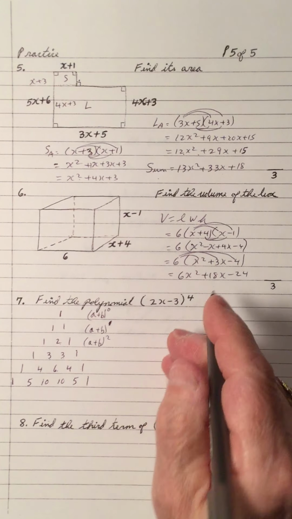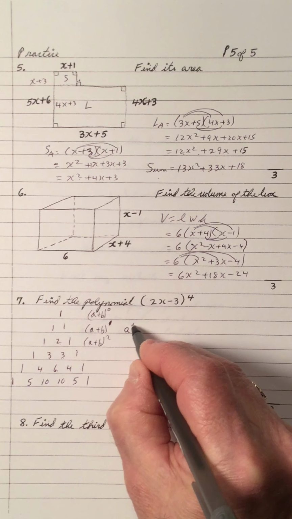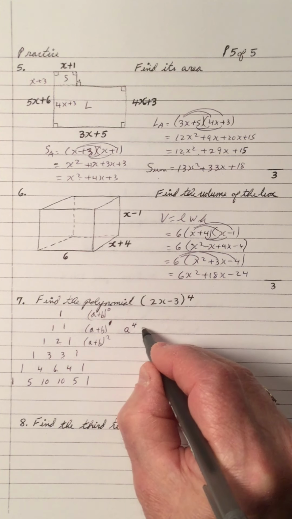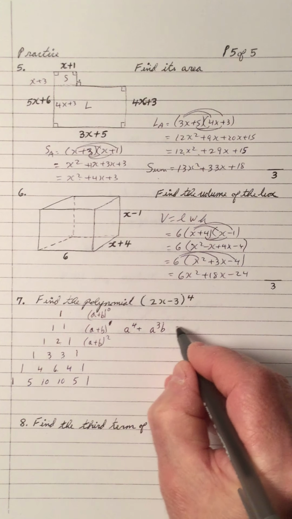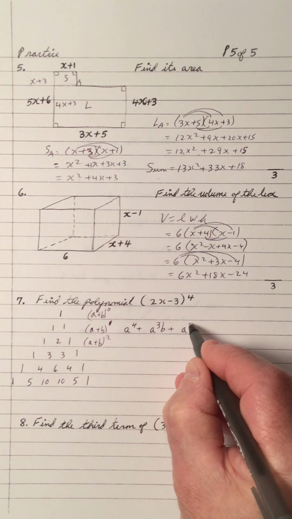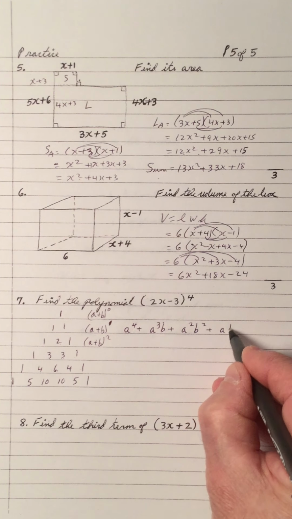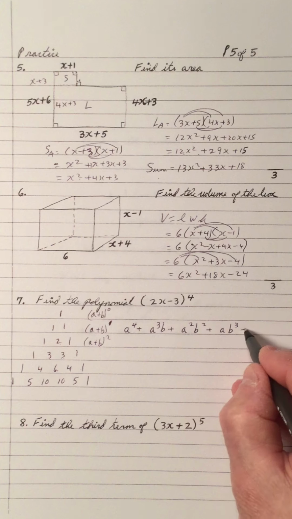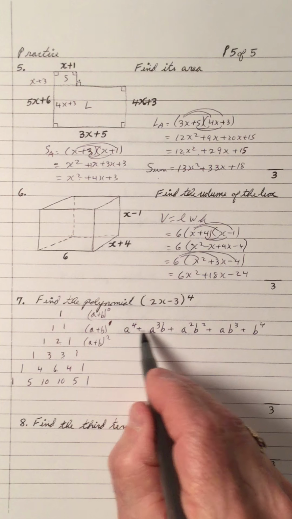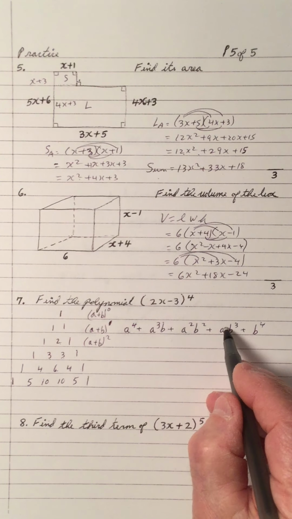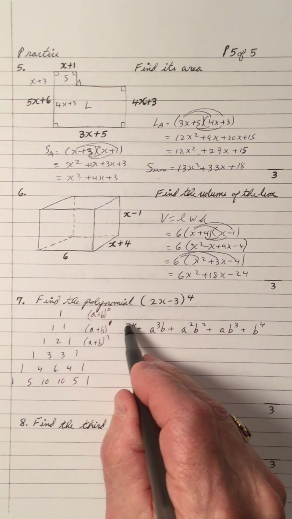But anyway, because it's the 4th power, it starts with a to the 4. The a goes down by 1, and the b goes up by 1. So the a goes down by 1, and the b goes up. The a goes down by 1, and the b goes up. And the last term is b to the 4th. So notice 4, 3, 2, 1, none. And the b is 1, 2, 3, 4. So that's the 4th power.